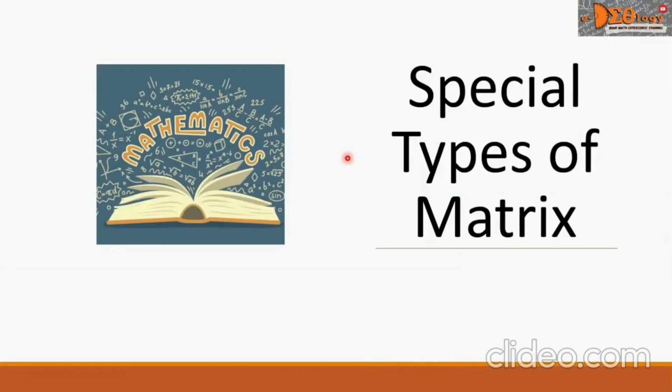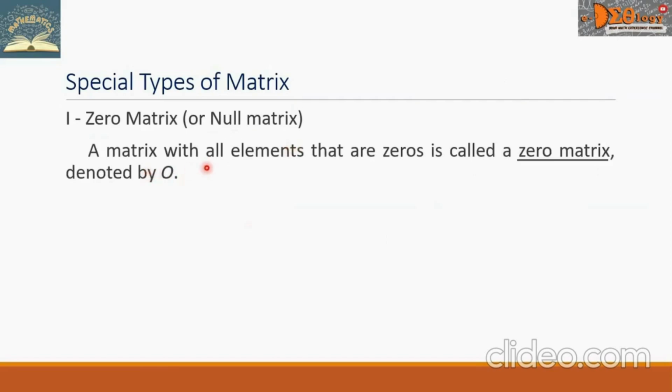Hi everyone. Today we're going to study special types of matrix. The first type is zero matrix, or we call it null matrix. A matrix with all elements that are zeros is called a zero matrix, denoted by capital O.